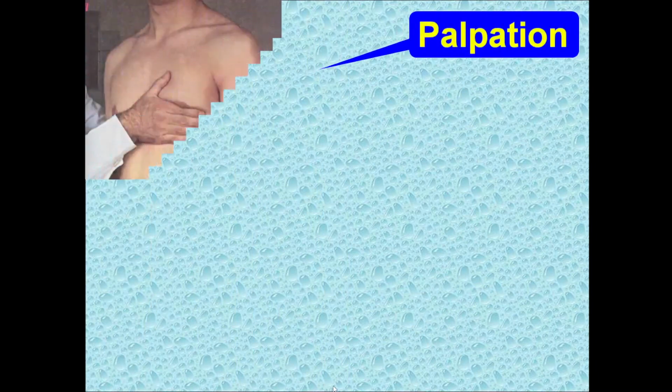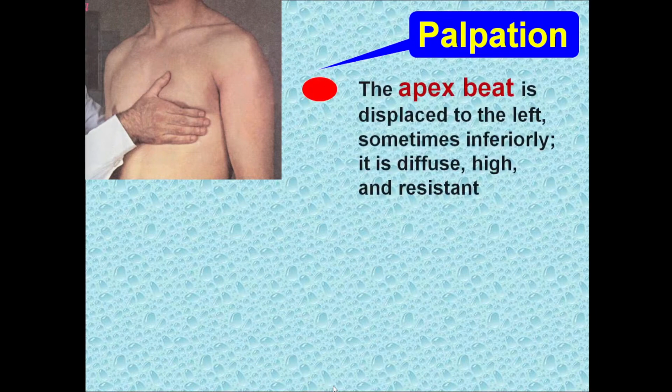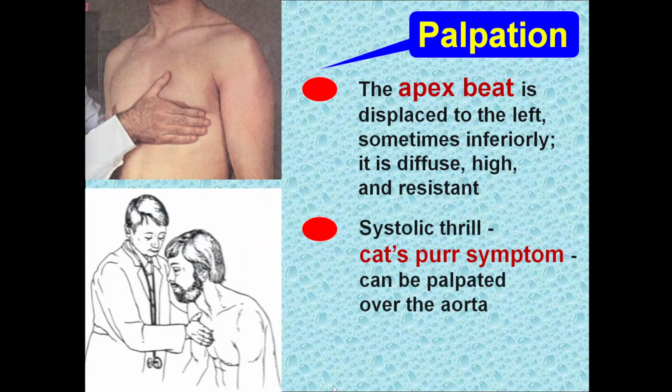On palpation, we reveal problem with apex beat, which will be displaced, becomes diffuse, high and resistant due to hypertrophy of the left ventricle. And we can palpate specific systolic vibration over aorta. We put our palm over second interspace to the right of sternum and feel systolic vibration. Same mechanism as diastolic vibration in mitral stenosis.